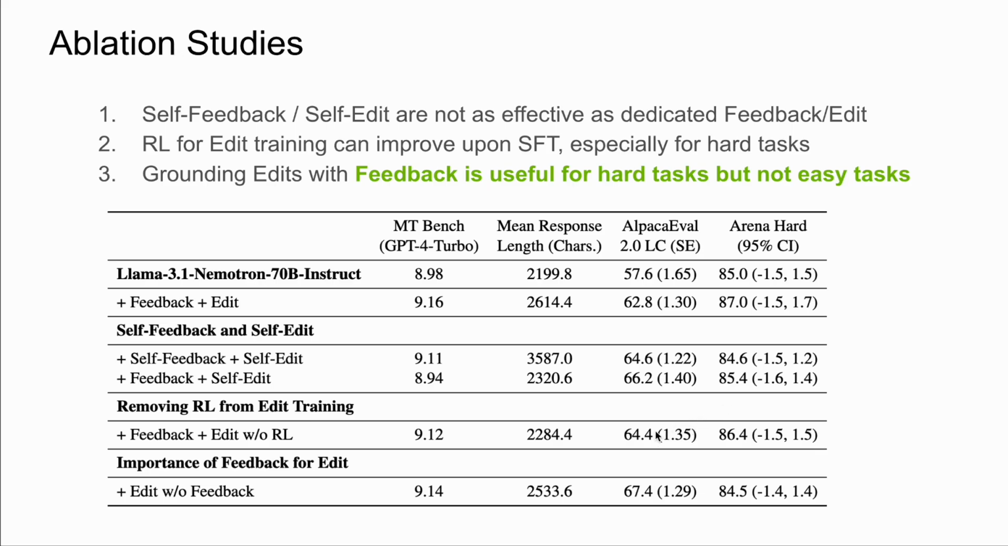And finally, if we don't have feedback for edit, you can see that Alpaca Eval actually improves even higher than this just with feedback, but Arena Hard actually dropped relative to the base model. So this suggests that incorporating feedback is useful for hard tasks, which characterizes Arena Hard, but not really for easy tasks, because Alpaca Eval is a super easy benchmark from, I guess, like 1.5 years ago. So they're very simple QA questions.